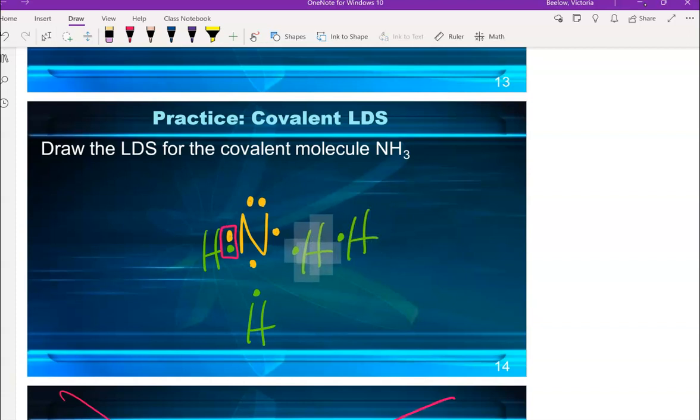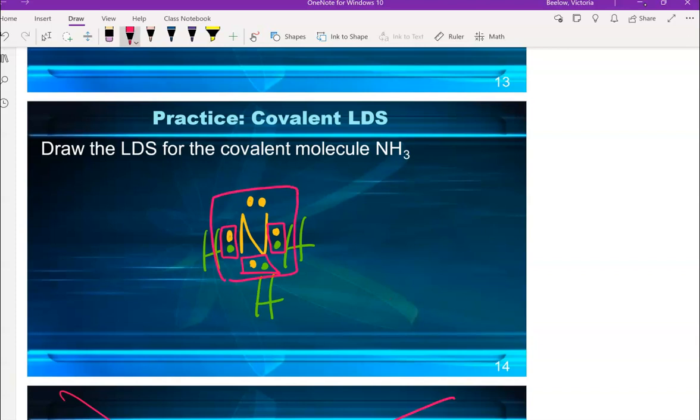We can take this hydrogen and put it here to form a bond between the nitrogen and that hydrogen. So this hydrogen's happy because it has 2 electrons. Now if I do the same thing with this last one and form another bond, now look at the nitrogen. It is surrounded by 2, 4, 6, 8 valence electrons total. Most of those are in bonds, and then we have this lone pair here.